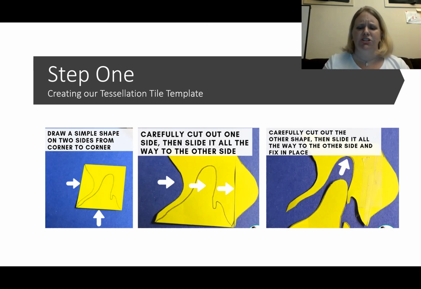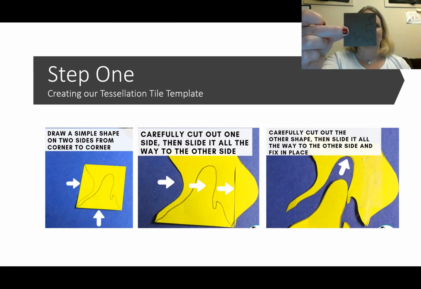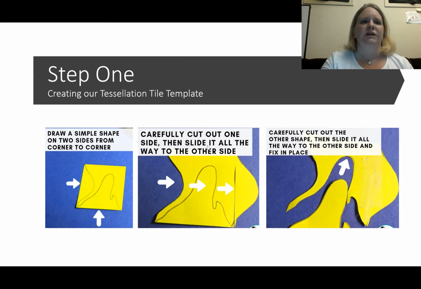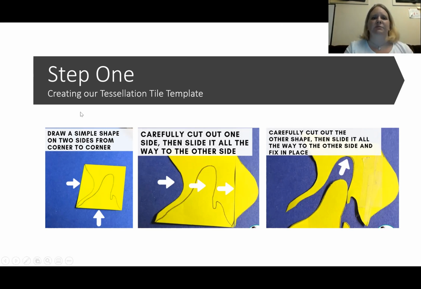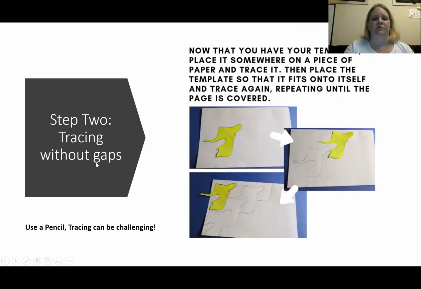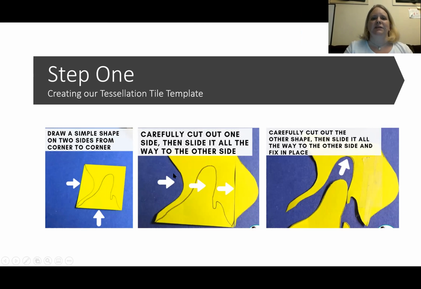This is kind of a challenging part. So after you have your designs, you are going to cut those designs out. Okay, so you cut along the lines. You're going to start by cutting one design out first, and you're going to move it off to the side. As the picture shows, it says carefully cut out one side and slide it all the way to the other side. That's where you're going to tape it.